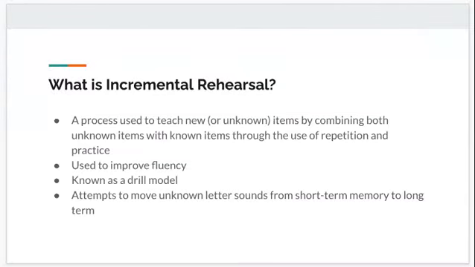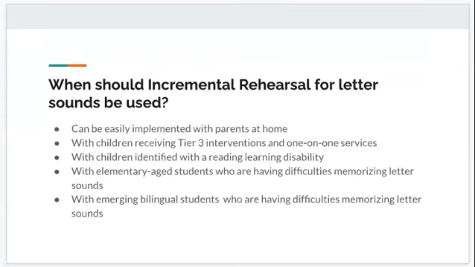Incremental rehearsal is a process that is used to teach new or unknown items by combining both unknown items with known items through the use of repetition and practice. This method is often used to improve fluency skills in children. It is also known as a drill model. For letter sounds, this would involve the teacher teaching the student a new letter sound and the student repeating it. This process also attempts to move unknown letter sounds from the student's short-term memory to their long-term memory.